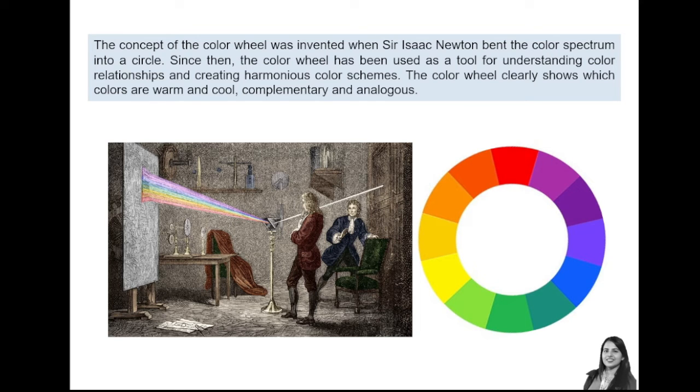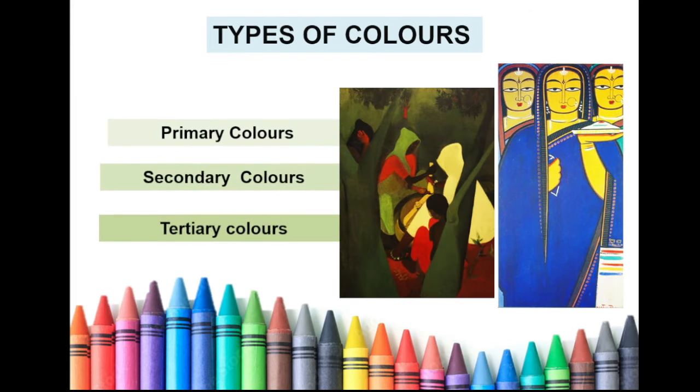The concept of the color wheel was invented when Sir Isaac Newton bent the color spectrum into a circle. Since then, the color wheel has been used as a tool for understanding color relationships and creating harmonious color schemes. The color wheel clearly shows which colors are warm and cool, complementary, and analogous.